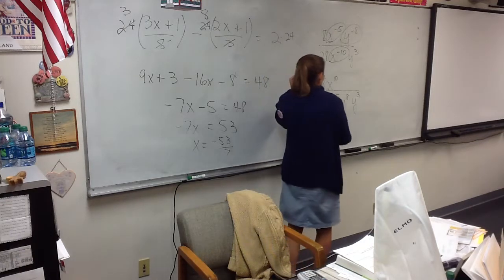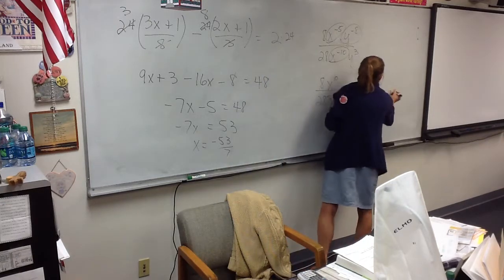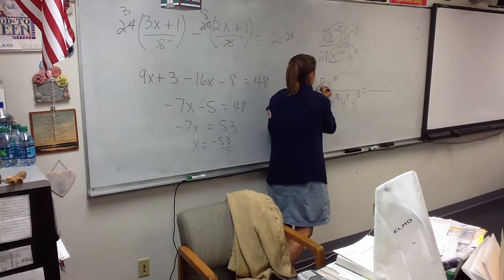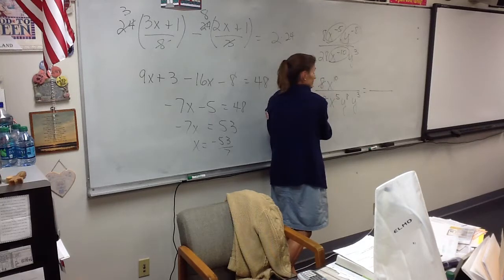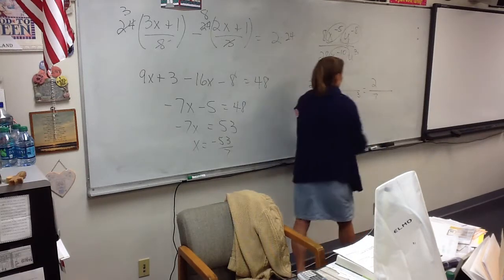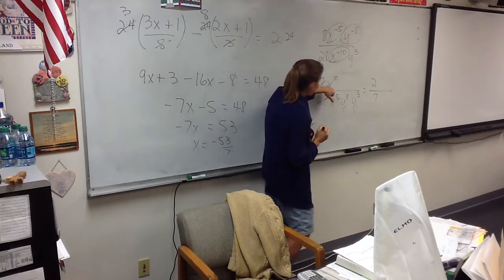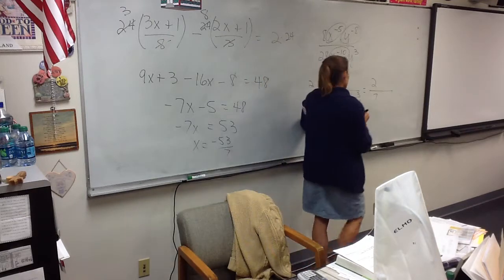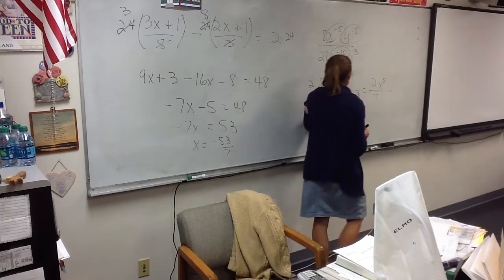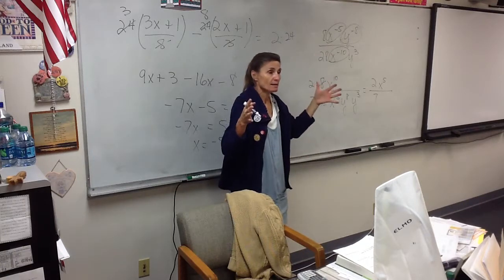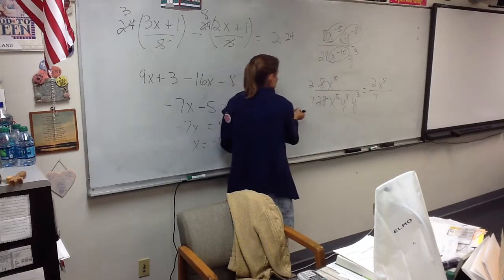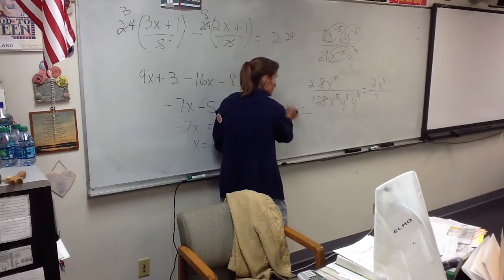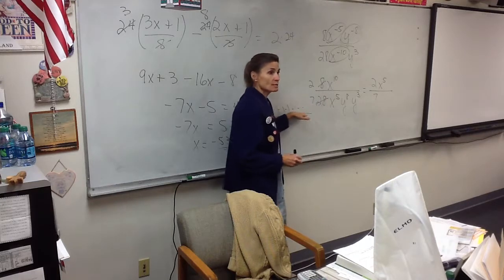Now, how about 8 over 28? 2 and 7. That reduces. Both of these are divisible by 4. How about having 10 x's on top over 5 x's squared? 5 x's on the top. Think about what 10 x's look like, you guys. 10 x's look like x, 10 of them, over 5 of them. Aren't they going to cancel and leave you with the extras up here on the top?